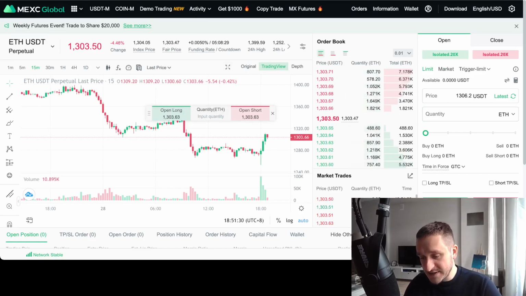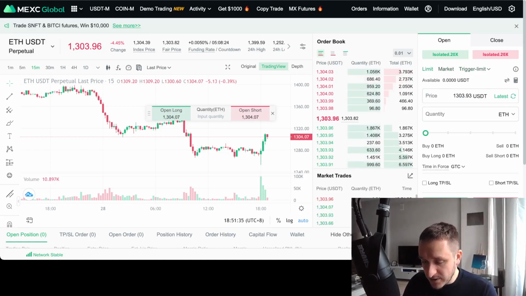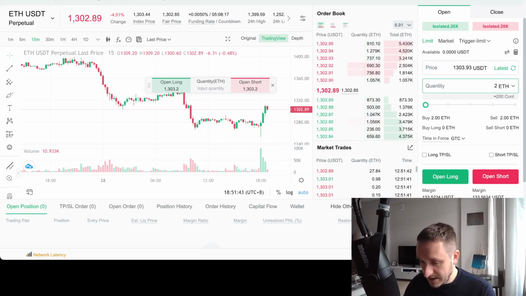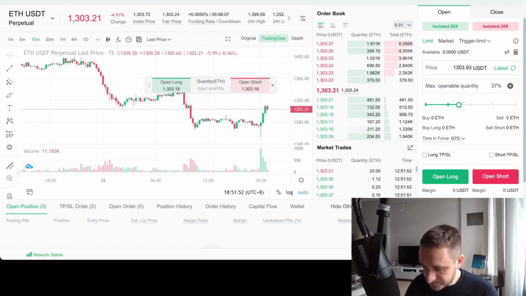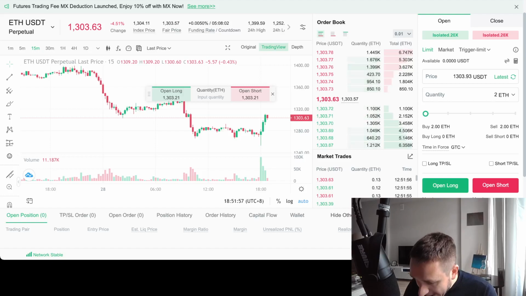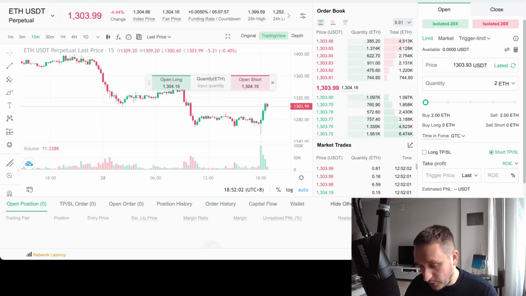Again, you have limit orders and market orders, and as well trigger limit for particular actions. And you can open long and open short. Opening long means that, for example, I'm willing to spend, for example, 2 ETH at price 1,303, and I'm willing to bet on that, and then maybe use a little bit of leverage. So the leverage is actually listed above, and then you can also put the stop losses or take profits for the particular trades.